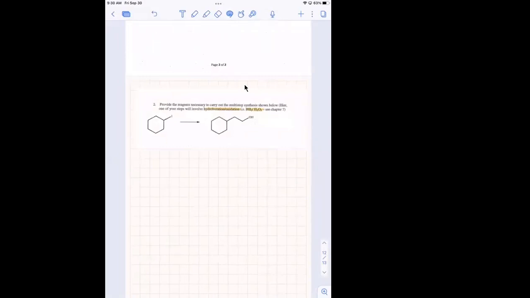Even if you Google it at this point, somebody tell me what hydroboration oxidation does. What does that reaction do? And what functional group does it happen on? Keep in mind, we did this reaction. We talked about it when we did stereochemistry, when we were talking about stereo reactions on molecules that had pre-existing stereocenters.